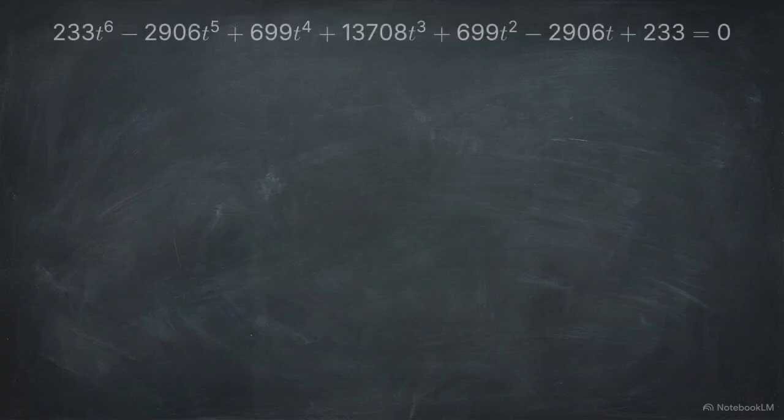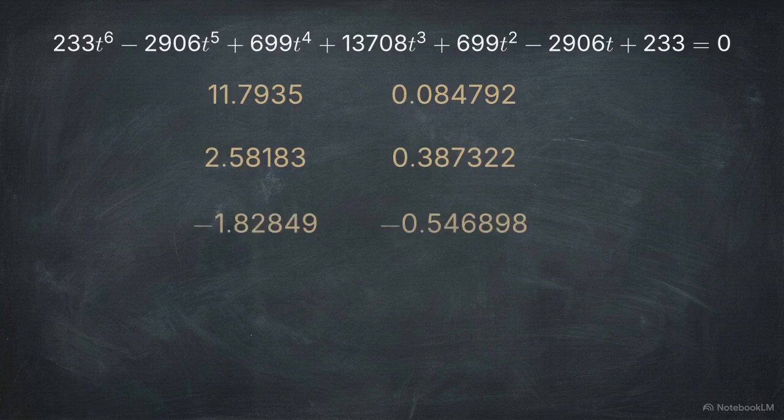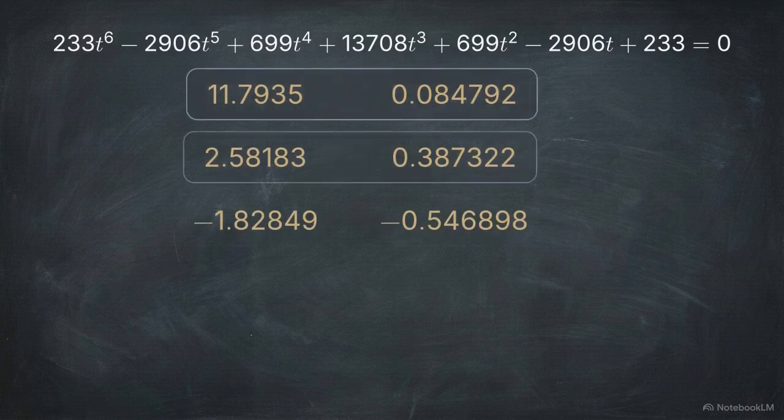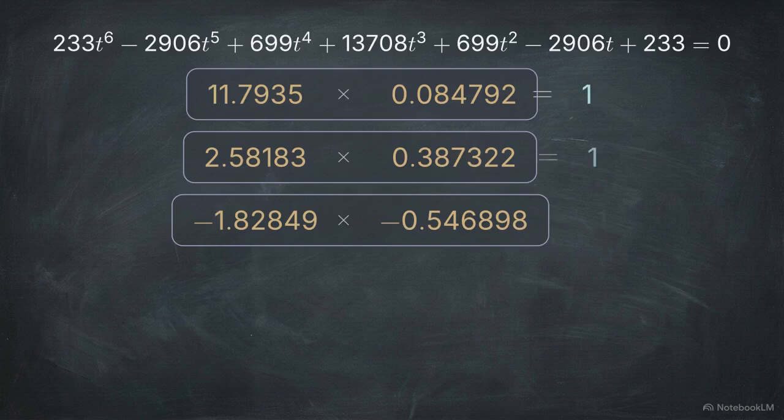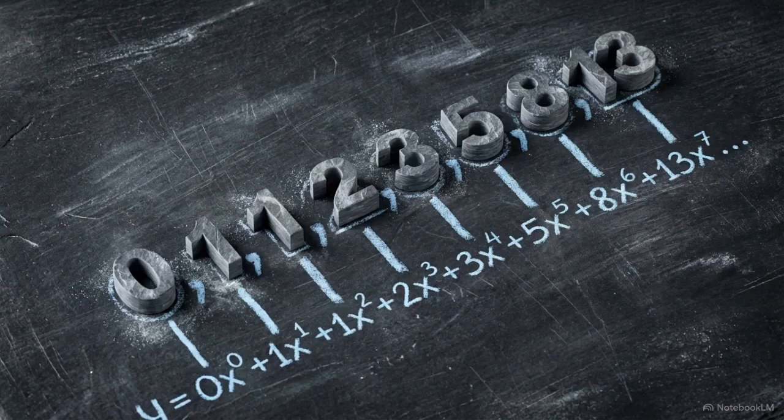This chart shows the 6 real roots of this specific polynomial, evaluated as decimals. They are arranged in 3 pairs. If you multiply any of these pairs together, the product is exactly 1. Every root in this polynomial occurs alongside its mathematical reciprocal. The mirrored coefficients and reciprocal roots are the direct consequence of the numerical sequence governing the equation structure.